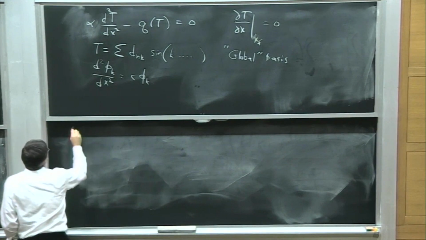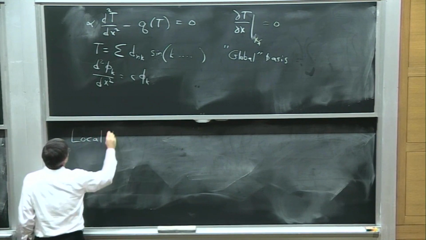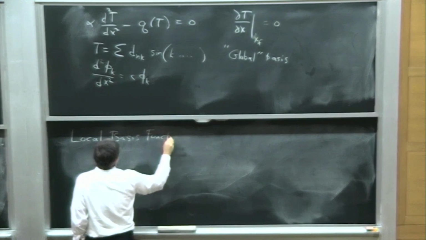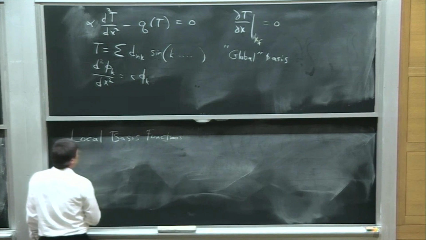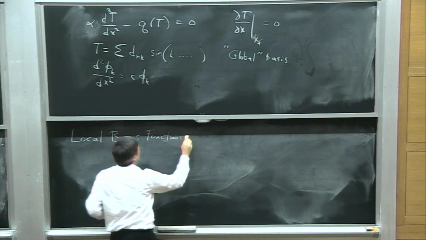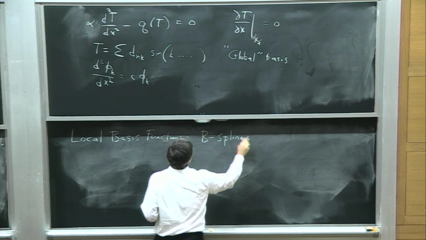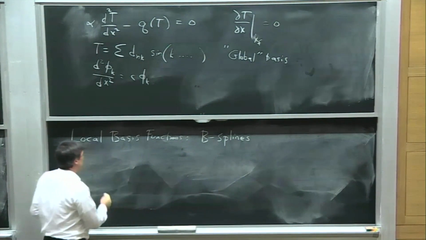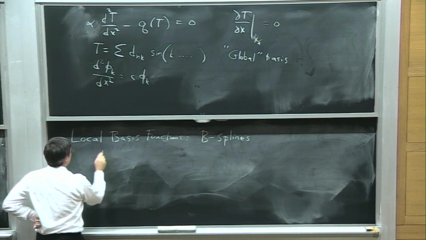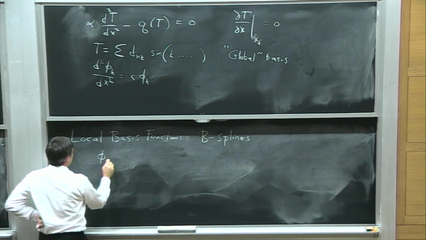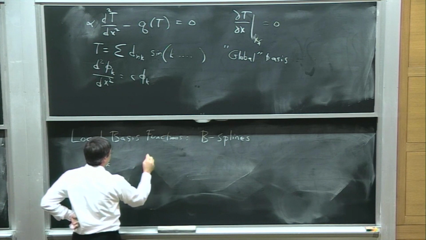So, local basis functions. A really common choice for these are the B-splines, and in particular, first-order B-splines. These functions have the shape phi k, and it looks like this.